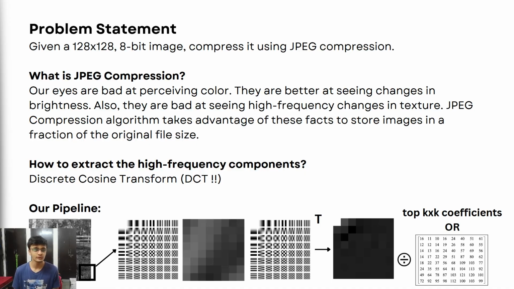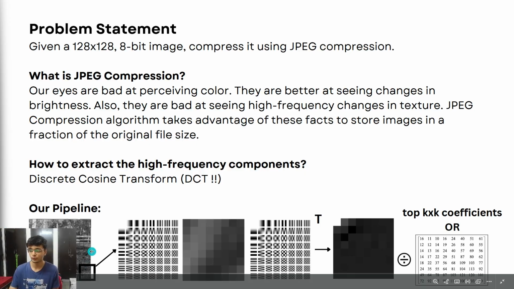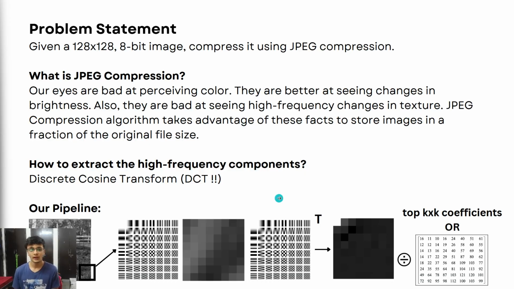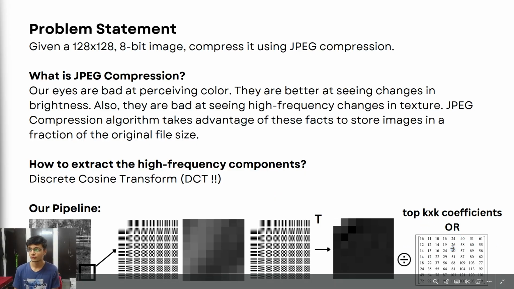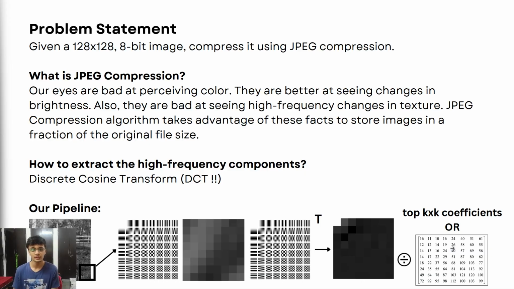To extract the high frequency components in the image, we use the discrete cosine transform, also abbreviated as DCT. As shown in our pipeline, we break the image into several blocks, more precisely 8 cross 8 blocks. You can see this is the DCT matrix, this is its coefficient, and this is the block itself. And this is the result of this matrix transformation. Then we can also select the most significant coefficients, either the top K cross K matrix or through quantization. This allows us to significantly reduce the data while retaining most of the image quality.